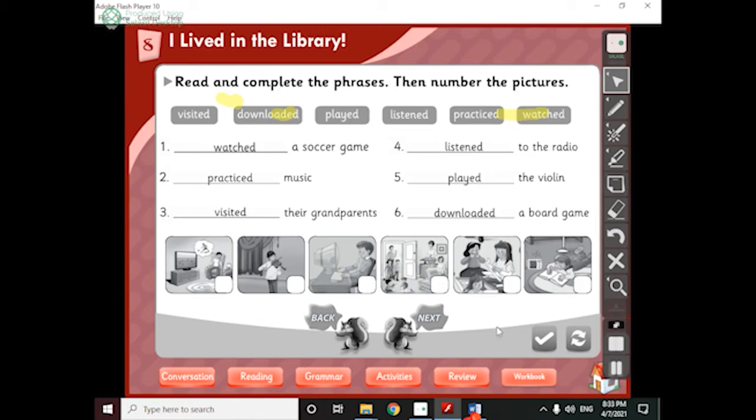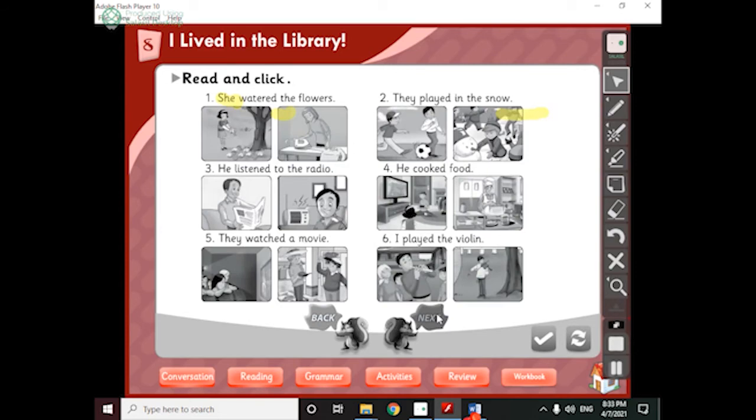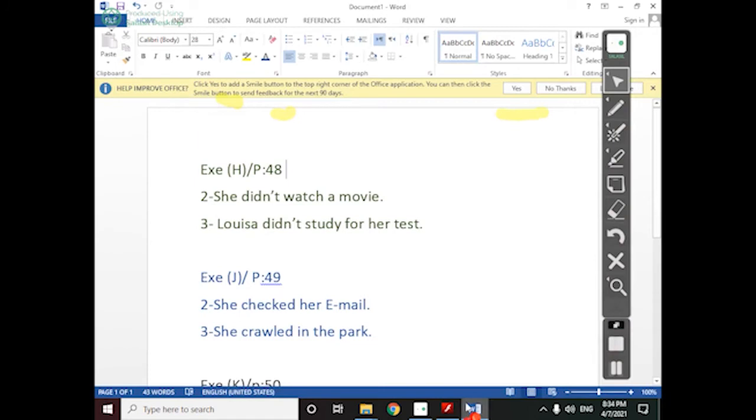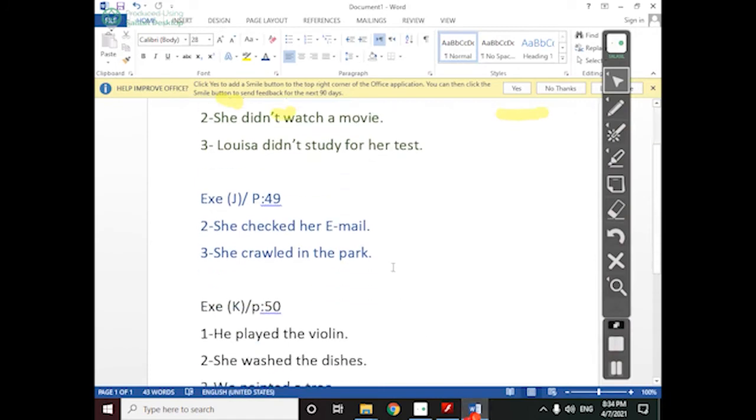طبعا هذا السؤال كأنه في غلط يا رابع عشان الصور عندي فيهم غلط مش الجمل، لانهم هون عندي مش downloaded a board game، يعني هم بالصور في غلط، بس انه هيك يعني منحلهم نحط الكلمة المناسبة بالفراغ. اوكي. Now let's move to exercise J on page 49. اوكي.